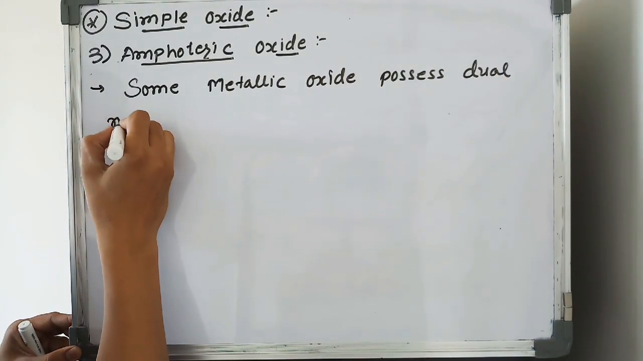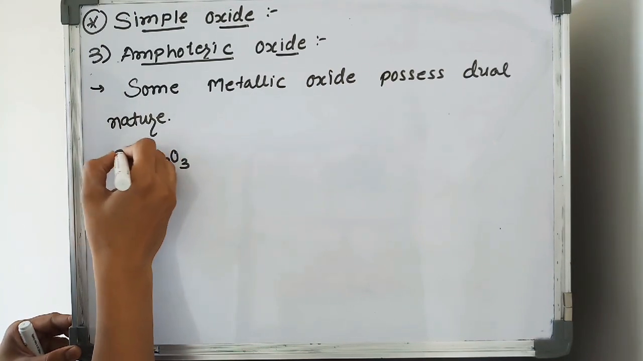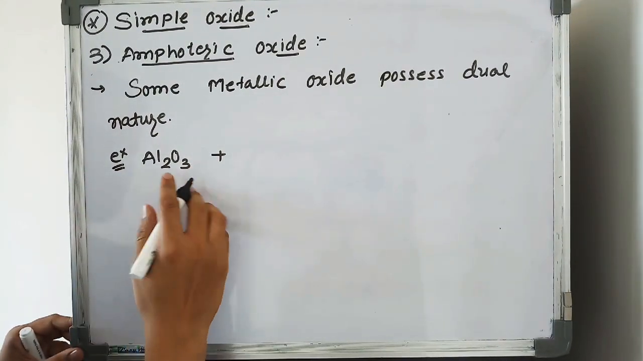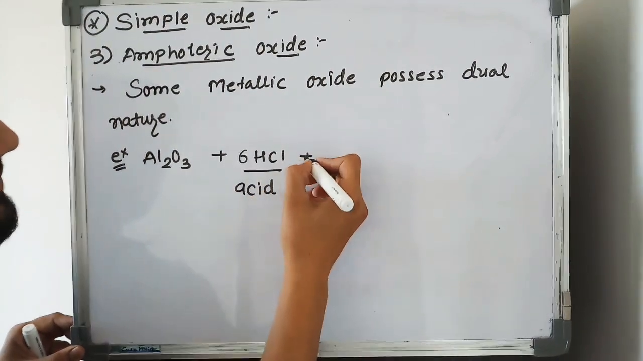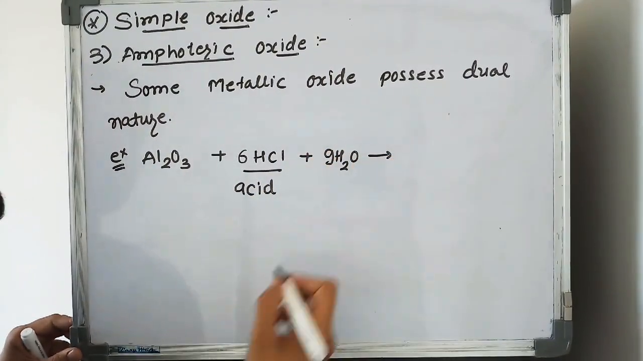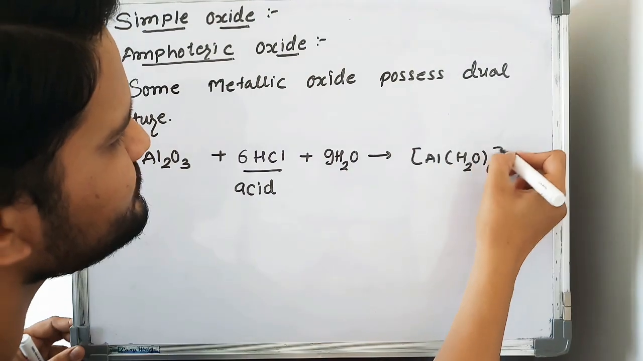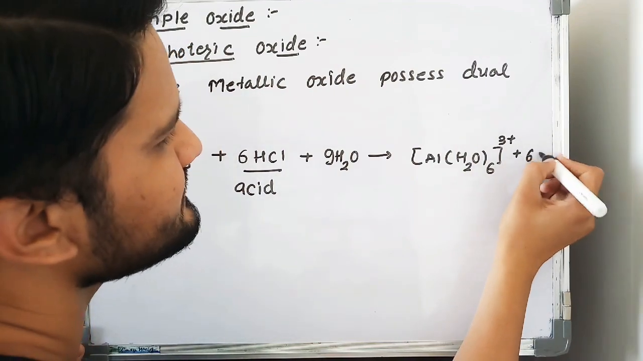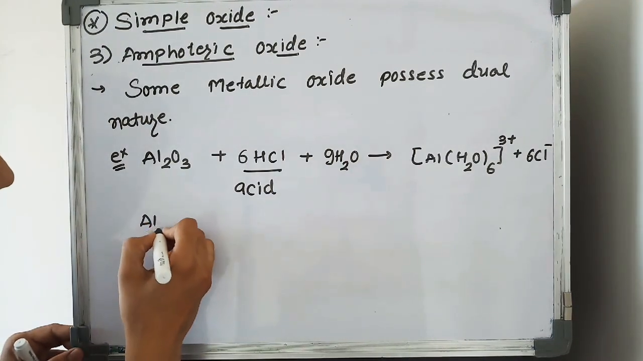It means it reacts with acid as well as base. Example is Al2O3, aluminium oxide. So this Al2O3 on reaction with acid, hydrochloric acid, in presence of water gives what? It gives [Al(H2O)6]3+ plus 6Cl-, which is released during the reaction. So this aluminium oxide can react with acid as well as with base.